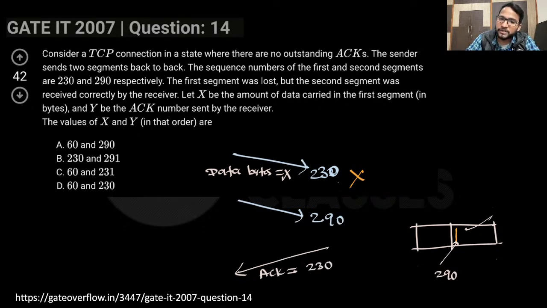And how many bytes are you sending here? Since this is 230 byte number, this is 290 byte number. That's why the data bytes you are sending here is 60. So 60 and 230 is the answer. Right? So D is the correct answer here.